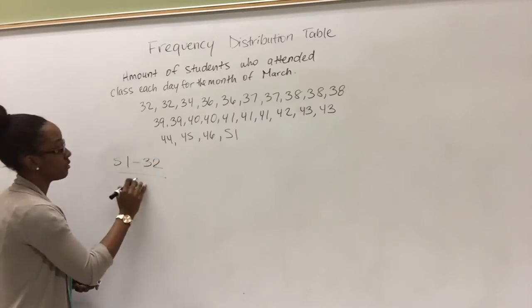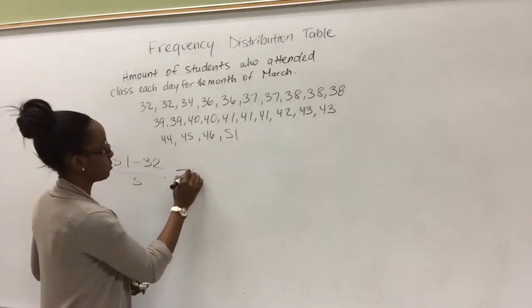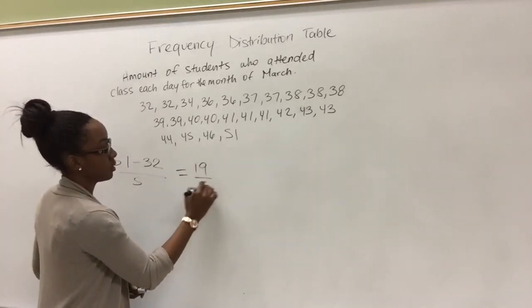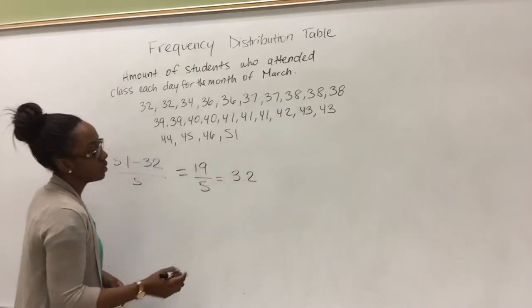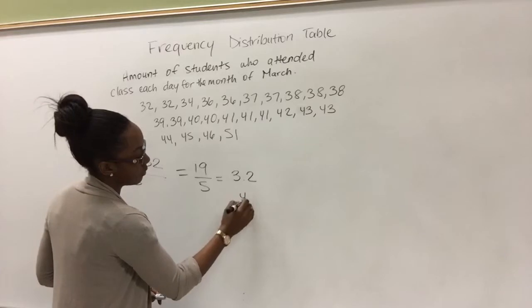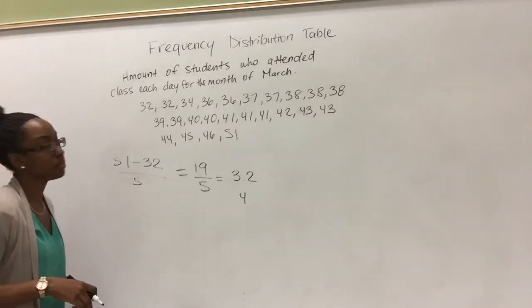And they already told us it's a 5-number class, so we'll divide it by 5. So 19 divided by 5 is 3.2. Now you would round up to 4. So 4 would be the width in your data set.